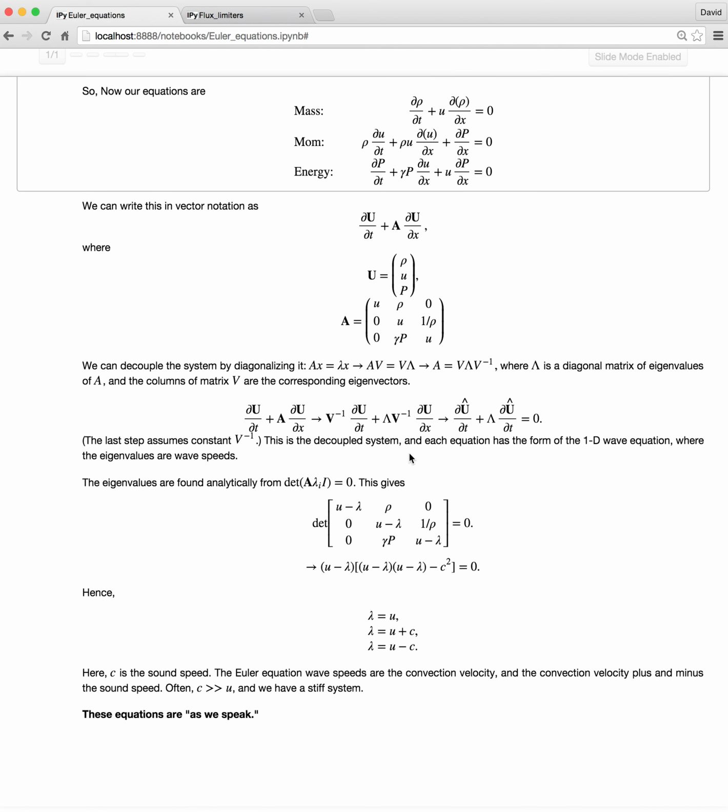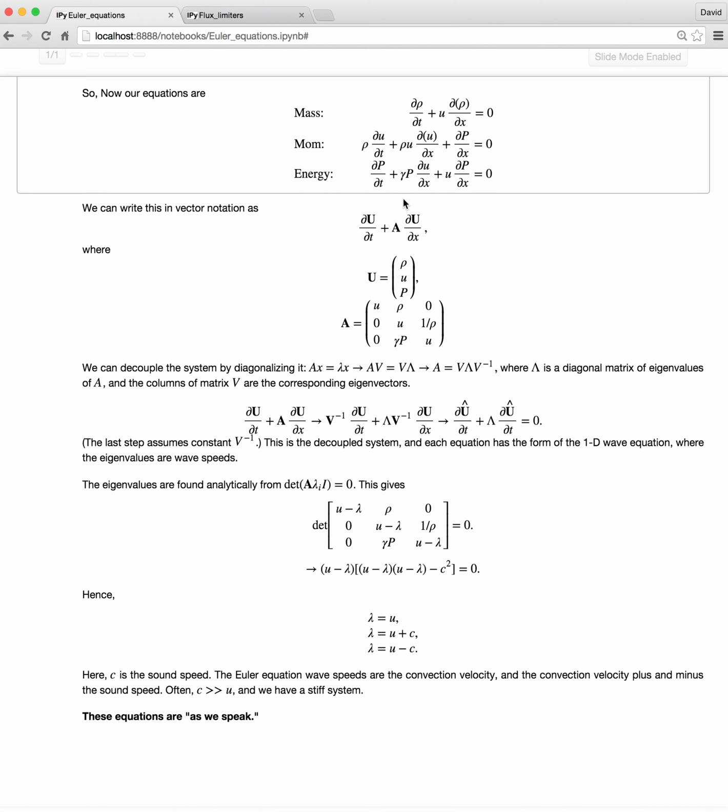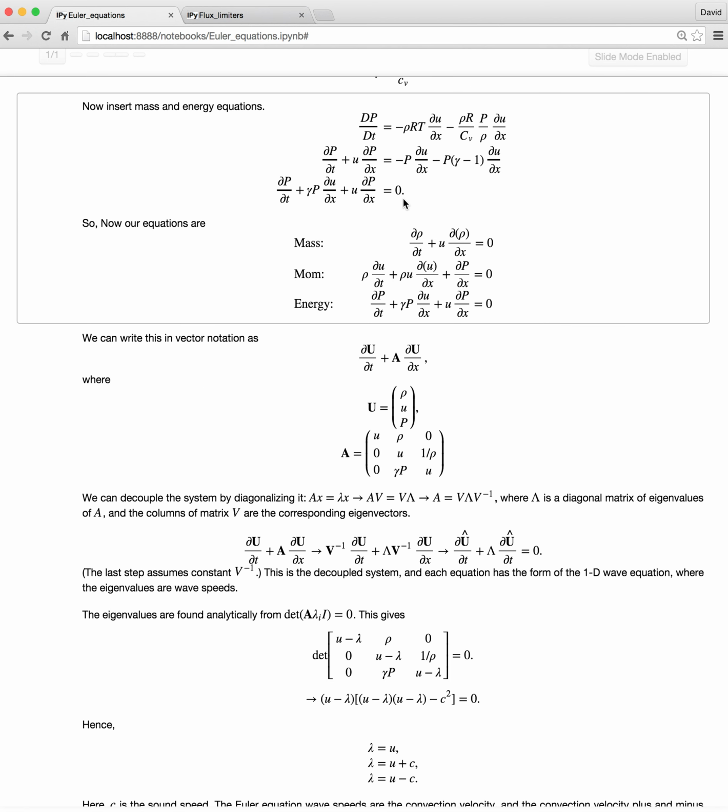So that's where we'll stop with this particular part of the discussion. And then the second portion of the discussion concerns the flux limiters. So we'll transition over to the flux limiters now.